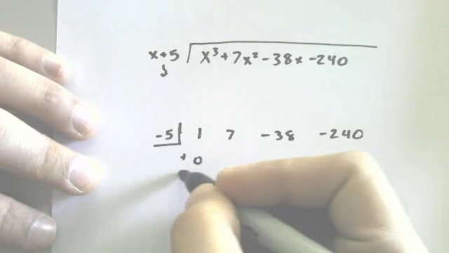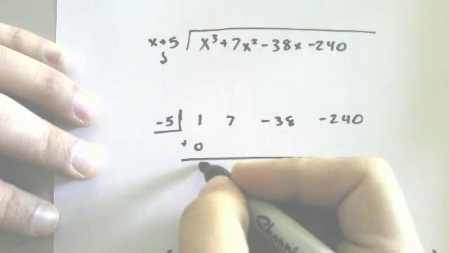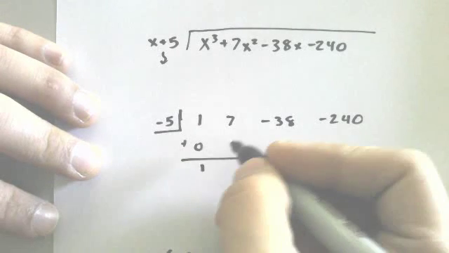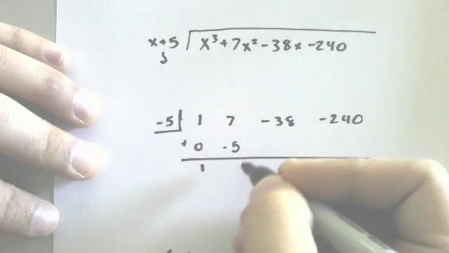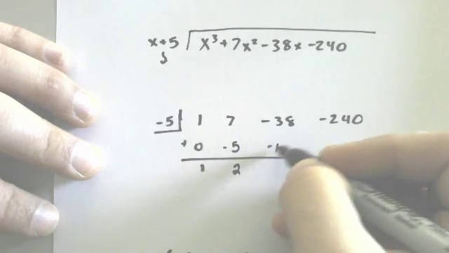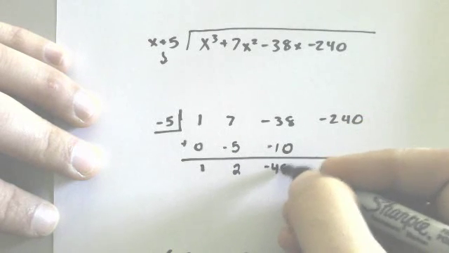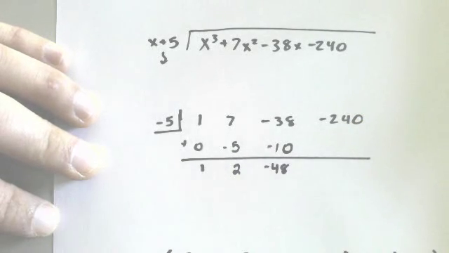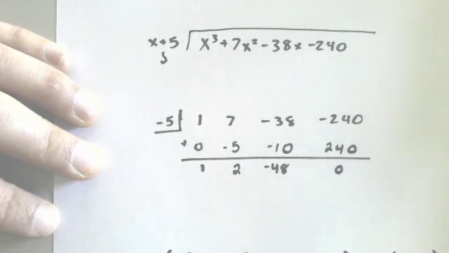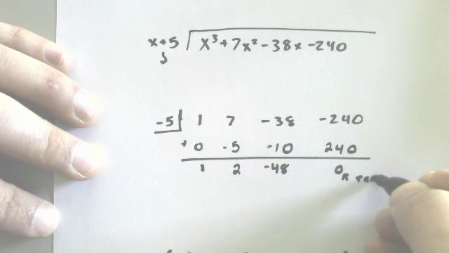I'm always adding down, and I start by adding 0. So 1 plus 0 is 1. To get the next number, I'm going to do negative 5 times 1. I get negative 5. 7 plus negative 5 is 2. Negative 5 times 2 is negative 10. Negative 38 plus negative 10 is negative 48. Negative 5 times negative 48 is 240, and that gives me 0. This 0 is my remainder.